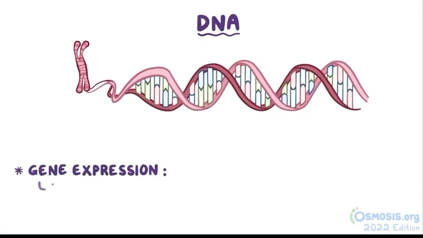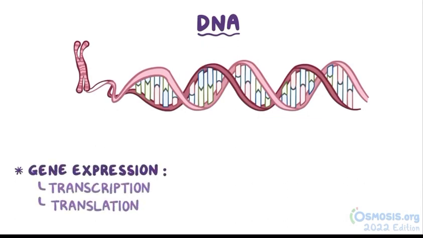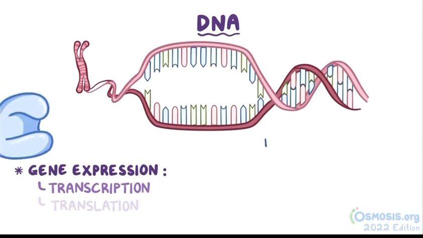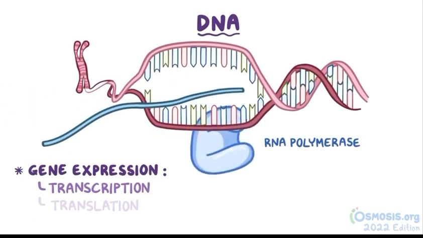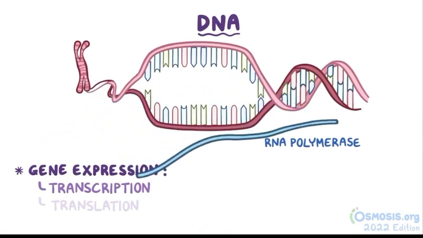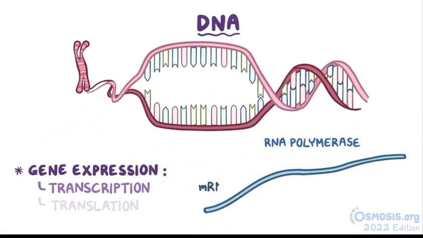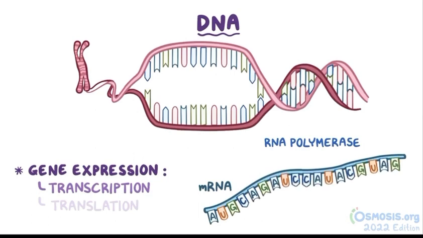Gene expression includes transcription and translation. Transcription is where the enzyme RNA polymerase uses the gene as a template to create a molecule that can leave the nucleus. This molecule is called messenger RNA, or mRNA, and it has the same nucleotide sequence as the gene, with one tweak. It has uracil nucleotides, or U, instead of thymine.